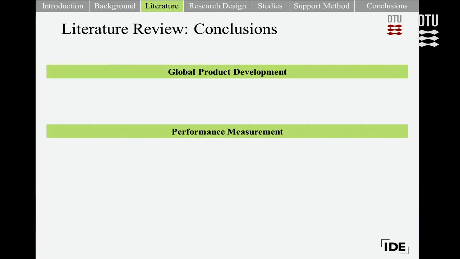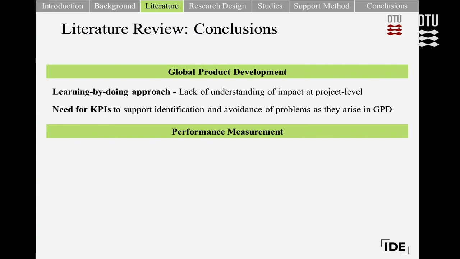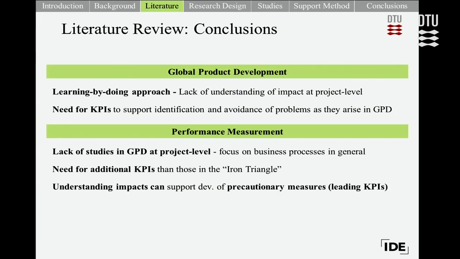So in conclusion, we reviewed these two fields, global product development and also performance measurement, and we conclude that there's a learning by doing approach and a lack of understanding of some of these impacts that influence success at the project level. There's a need identified to support the avoidance of problems as they arise by implementing key performance indicators. And also there's a lack of studies in GPD at the project level, when the focus is mainly on the business processes in general.